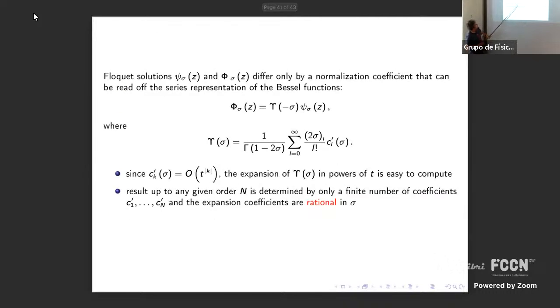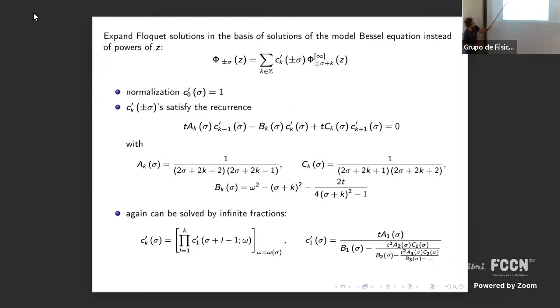Yeah, maybe I go ahead. So this is the relation between the standard Floquet solution and the Floquet solution where I expand in this Bessel basis. So here you have Pochhammer symbols, some gamma functions, but the point is that this coefficient has a very easily computable series expansion in T with rational coefficients. Okay. Now I go back. So these coefficients entering into the computation, once again, are computed by some infinite fractions, more complicated than in the case of expanding in powers of Z, but still very much comparable in complexity.